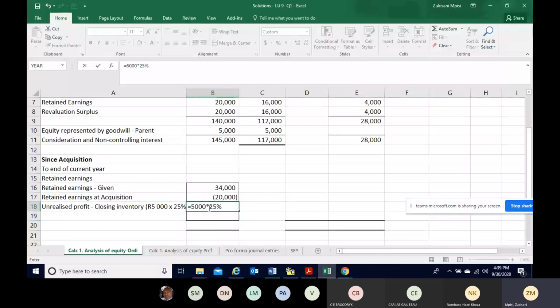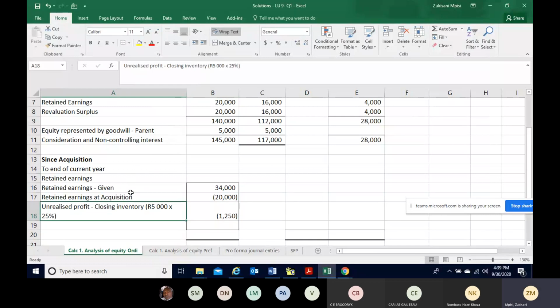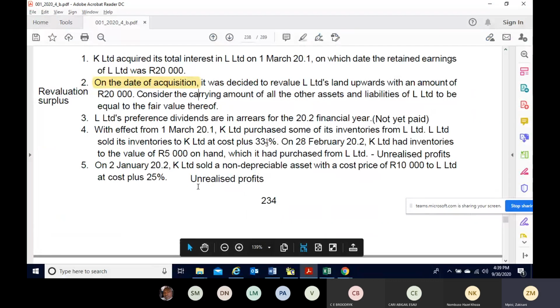But please note, you must always capture this information in your calculator. I'm just applying 25% because I know that it's 25%, but make sure that your calculator is the one that you rely on for your exams. Right, this is what we have to take out there to adjust our retained earnings.